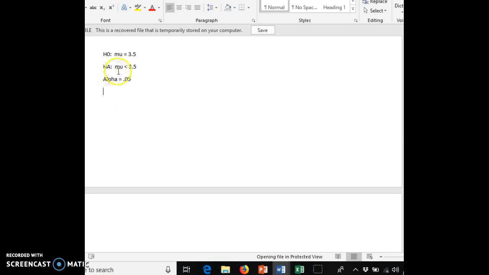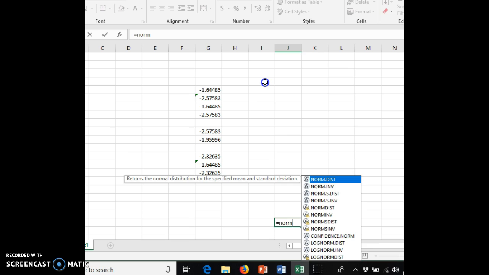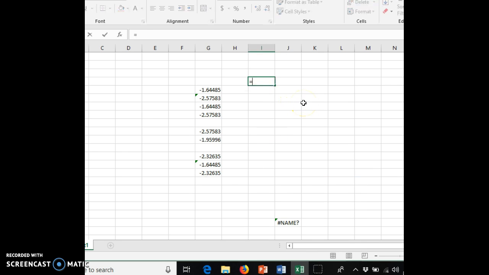All right, since it's a left-tailed test, we only have to find out what the z-value is on the left side. And recall, whenever we look something up in Excel, we're always looking up the area to the left. All right, so in this instance, all we've got to do, since it is a left-tailed test, is go equal NORM.S.INV, and put in our 0.05. And that gives us negative 1.645, we'll call it.